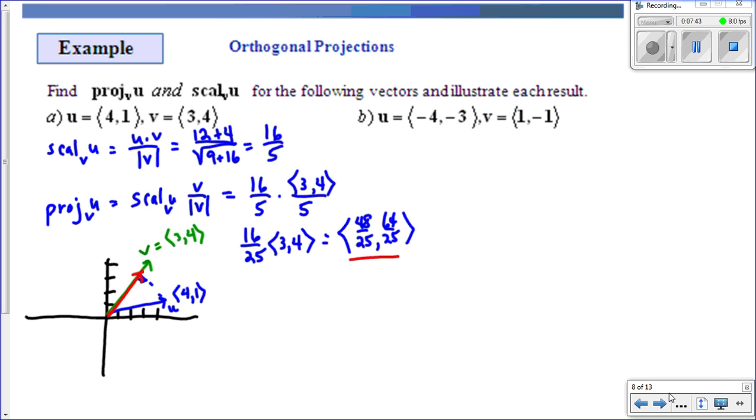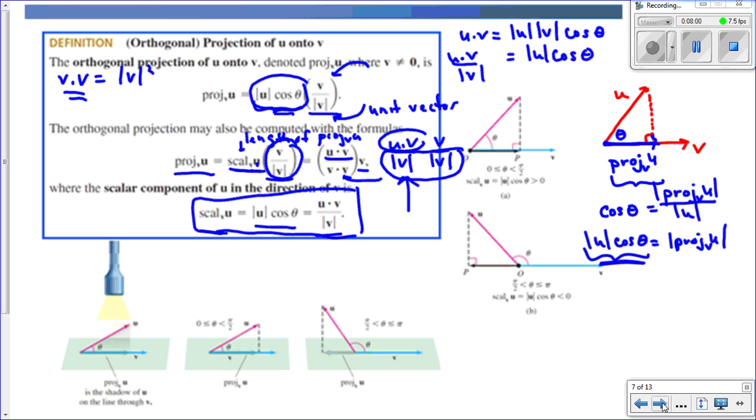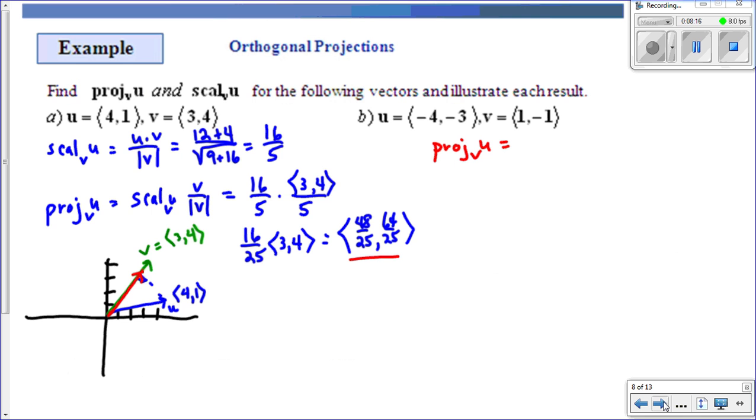Okay, now let's do it for the second problem here, but I'm going to go ahead and find the projection of u onto v first, just individually. We had a formula. The projection of u onto v could be found using this formula. Since I don't have the angle, there was no reason to use this form, and this one requires me to find that scale first, so I'm just going to use this form. So u dot v over v dot v times the vector v.